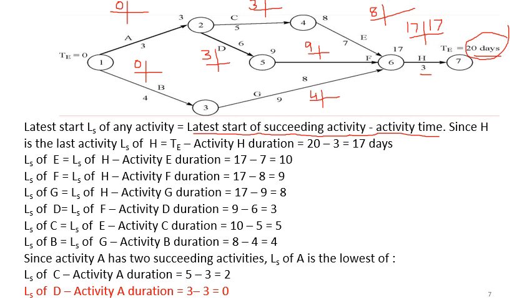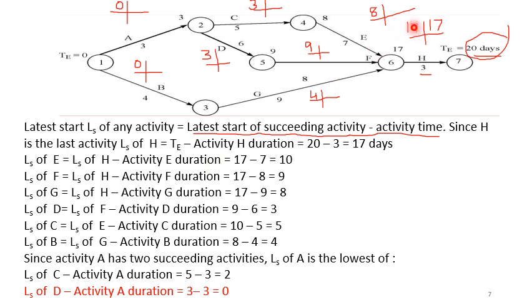So since H is the last activity, LS of H will be the total expected time of completion of the project minus activity H duration, that is 20 minus 3, that is 17 days. Now what about activity E? The latest start of activity E will be the latest start of the succeeding activity H minus activity E duration.